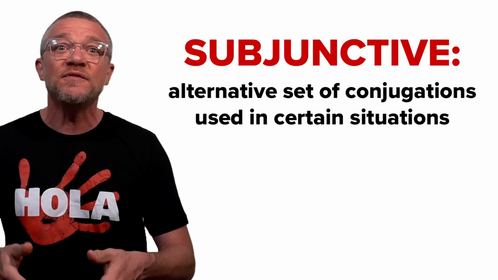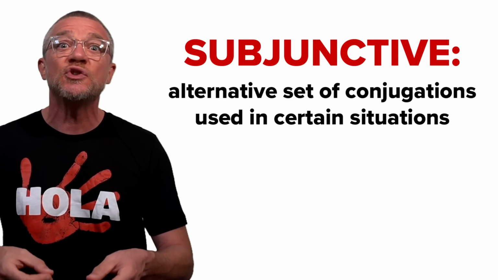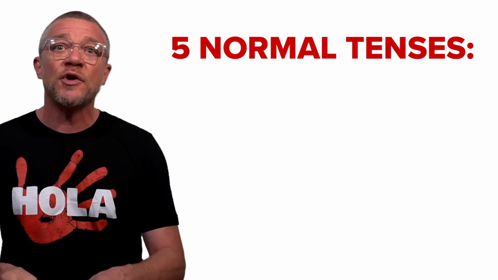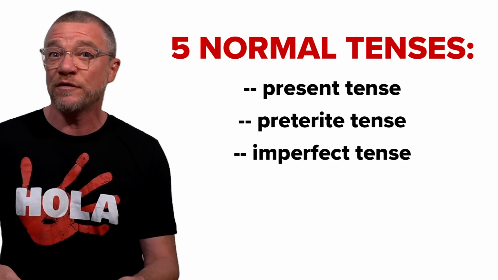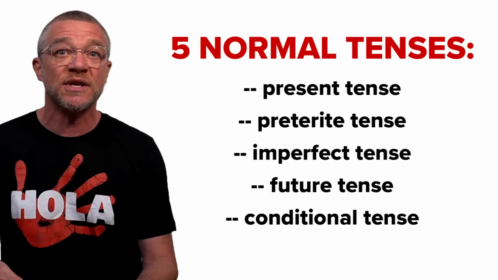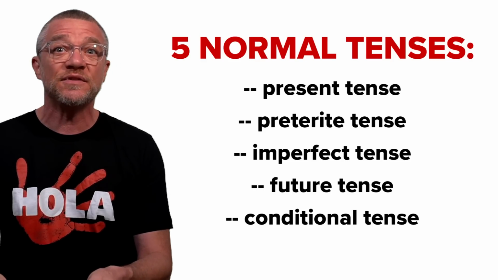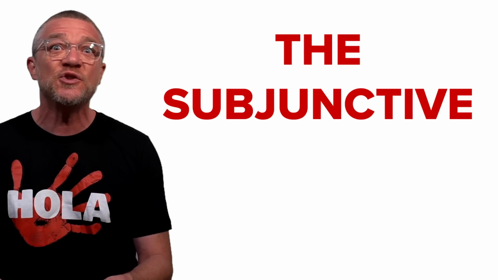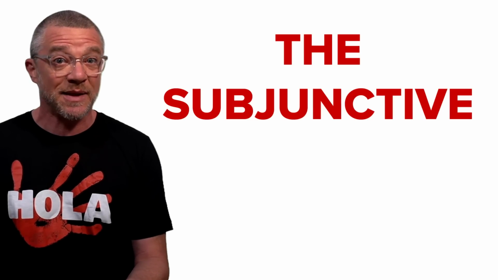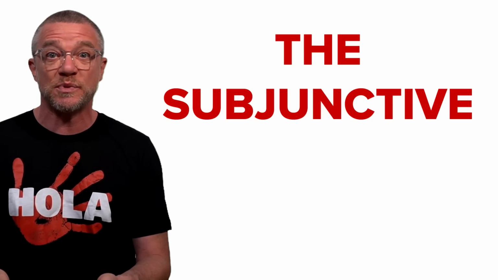So what is the subjunctive? Well, that brings us to the first thing I wish I knew about the subjunctive from the start. I regret wasting so much time trying to define the subjunctive beyond this. The subjunctive is an alternative set of conjugations used in certain situations. In Spanish, there are what I call the 5 normal tenses: present tense, preterite tense, imperfect tense, future tense, and conditional tense. These are technically called the indicative tenses, but I prefer normal tenses. Then there's the subjunctive, which is like stepping into an alternative world of conjugations. Same verbs, different endings, used in specific situations.